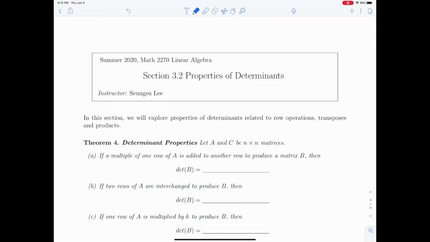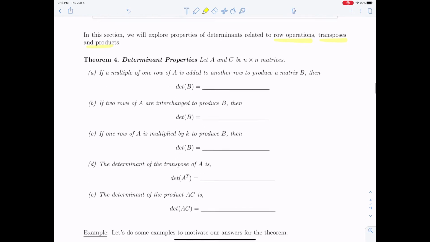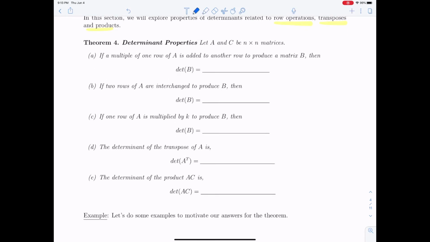Okay, so in this section, we're going to talk about some properties of determinants. More specifically, we're going to see how the determinant relates to row operations, transposes, and the product of matrices. So suppose that A and C are n by n matrices.